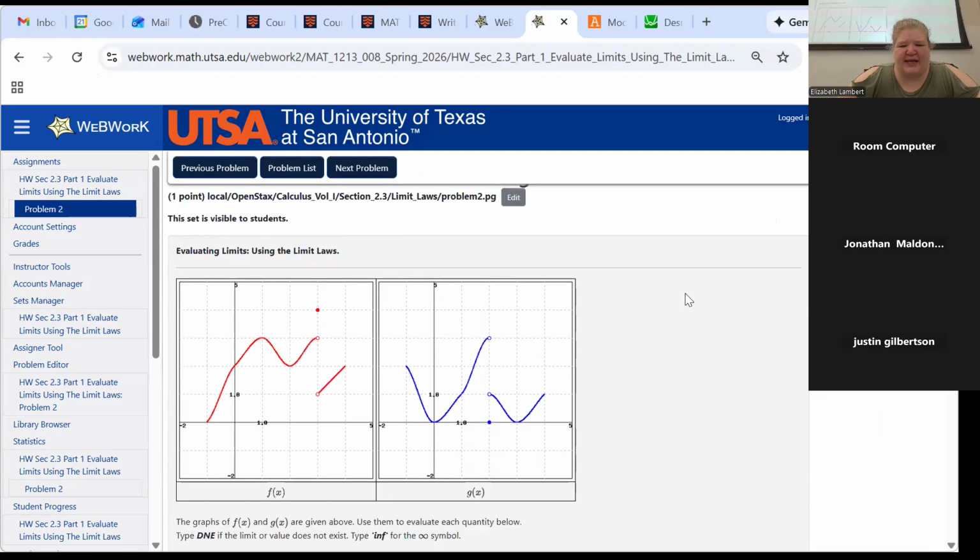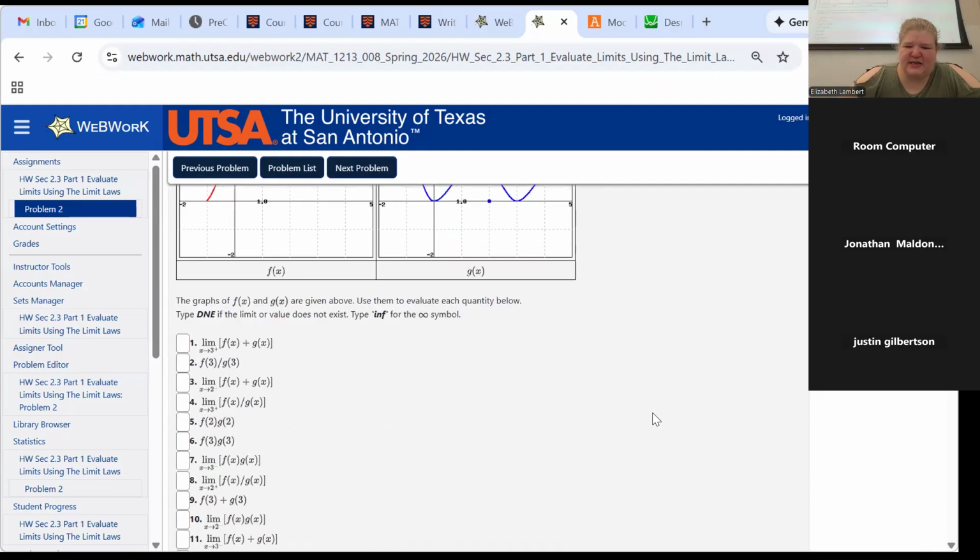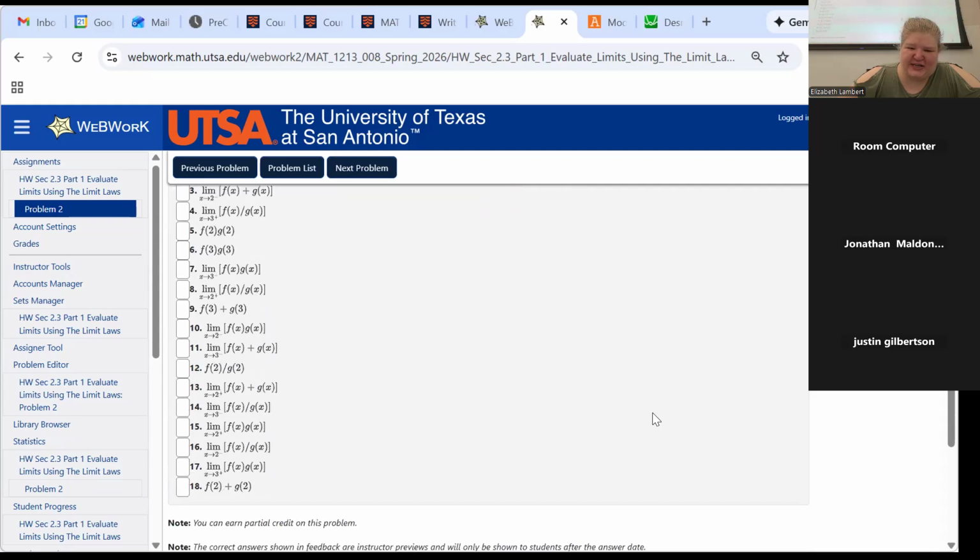So problem 2, like I said, it starts and you're like, that's not that bad. Here's the graph of f of x. Here's the graph of g of x. And then you scroll. I want you to notice some of these, like 14 here, that is f of x divided by g of x. But it's all written on one line, so it's really easy to mistake. Like, look at 7 and 8. 7 is the product of the two. 8 is the quotient of the two, but they look very similar.